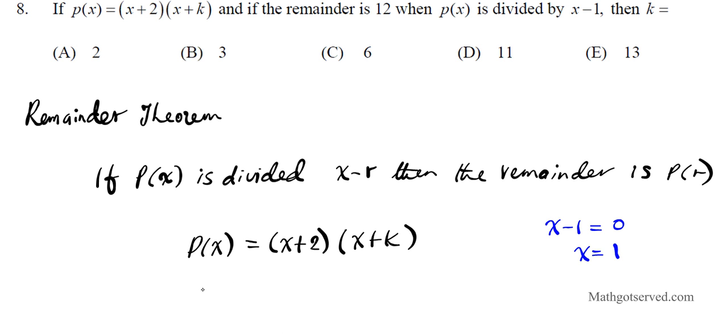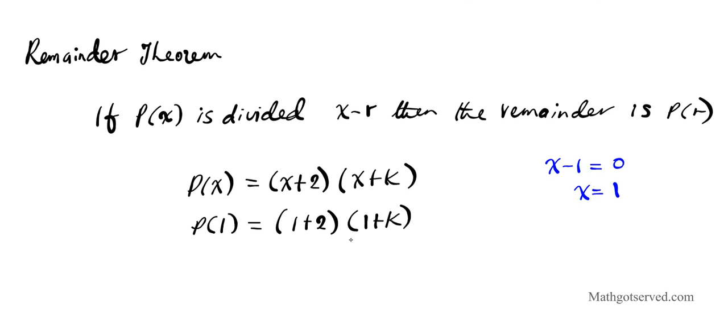So what we're evaluating to find the remainder after dividing by x minus 1 is p of 1, which is what you get when you input 1 into the function. So 1 plus 2 times 1 plus k. Now we also know that the remainder is 12. So I'm just going to set this equal to 12, because this is the equation for the remainder. Let's evaluate while we're at it: 1 plus 2, which is 3, times 1 plus k. We set that equal to 12.